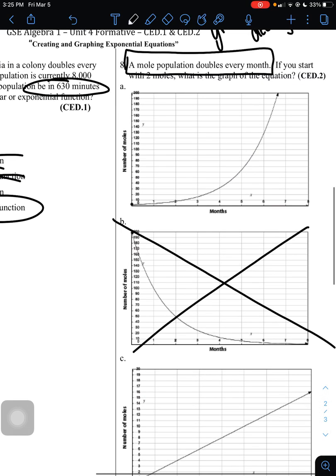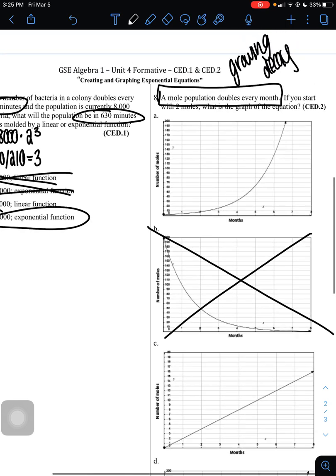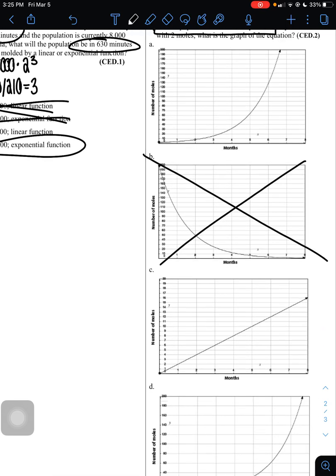And I want us to think about that word doubles again. So does double represent linear functions or exponential functions? Hopefully, again, you guys are saying exponential. However, one of these graphs is linear.